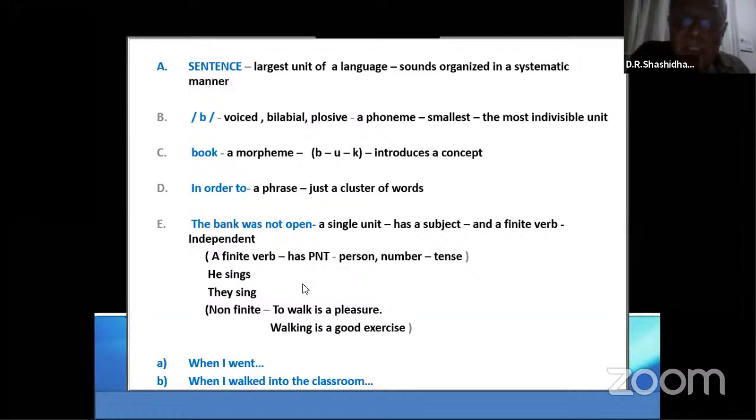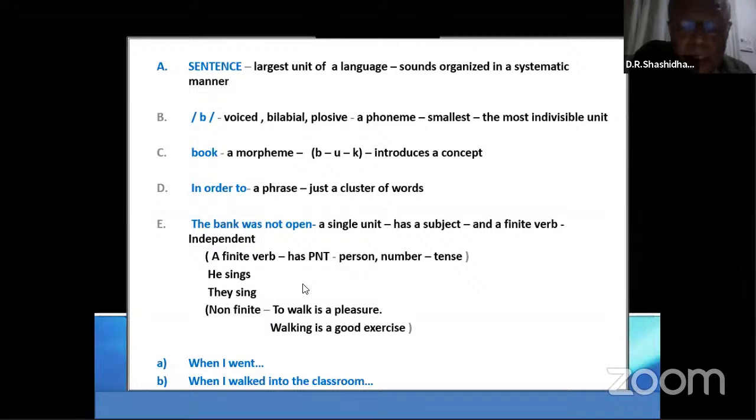When I went. Next one. When I walked into the classroom. Can anybody comment on these two sentences? See, A has a subject, I, went, verb, which is a finite verb. Does it give you any meaning? I don't think so. Dependent clause. Asha is already ahead of me. Next one, when I walked into the classroom.